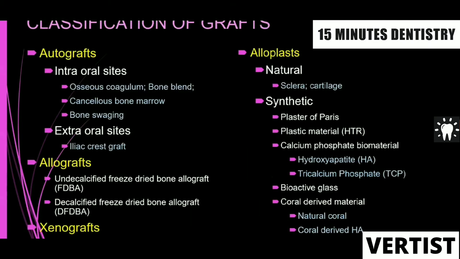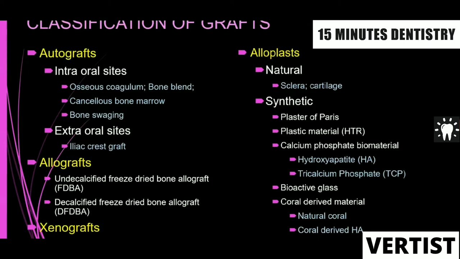They are classified as autograft. They can be from intraoral sites like osseous coagulum, bone blend, cancellous bone marrow or bone swaging. Whereas for extraoral sites, we have iliac crest bone, which is not commonly used. Allografts like DFDBA and FDBA are available in the market. Then xenografts like calf bone and keel bone from the animal side can be used.